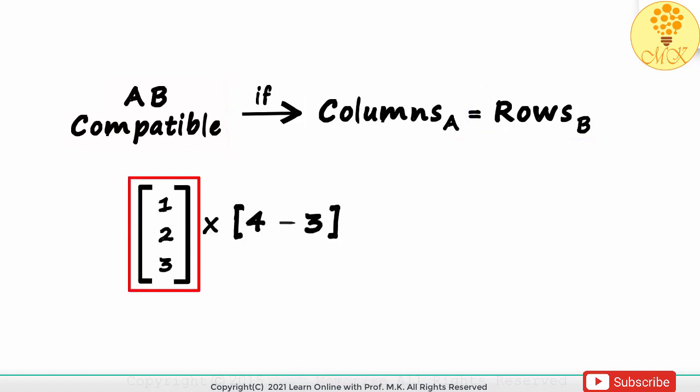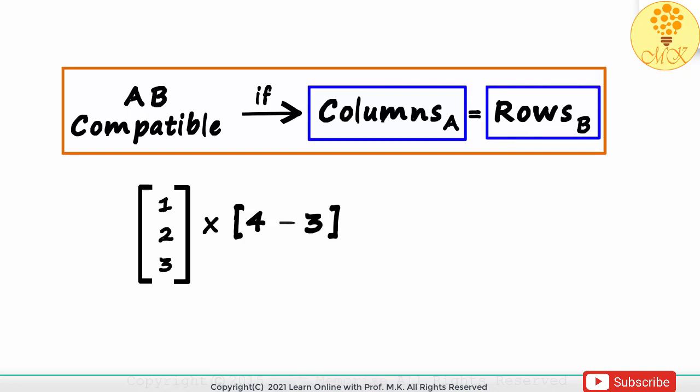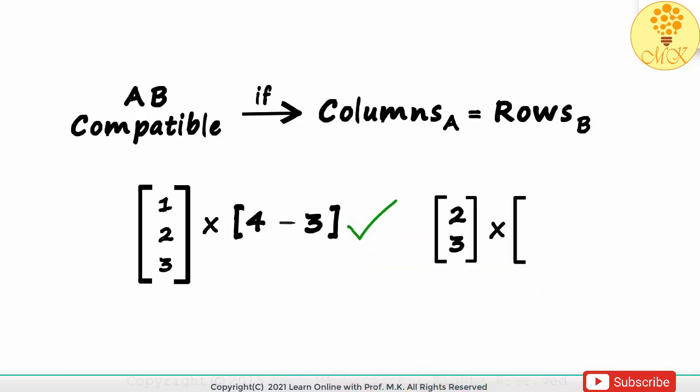Let's see a couple of examples. Can this matrix be multiplied with this one? We don't have to multiply, we just need to check the compatibility. Look at the rule again. AB is compatible if the number of columns in A is equal to the number of rows in B. Here the first matrix has one column and the second matrix has one row. The number of columns in this matrix is equal to the number of rows in this matrix, and hence this multiplication is possible.